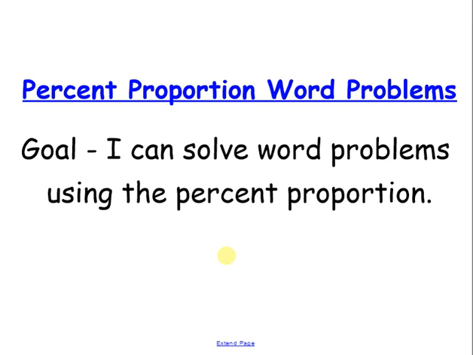Build upon the percent proportion lesson that we did last time. When we did percent proportions last time, we used the formula is over of equals percent over 100. And I gave you some very short problems in word form. You were able to fill in the formula and you solved it like a regular proportion.